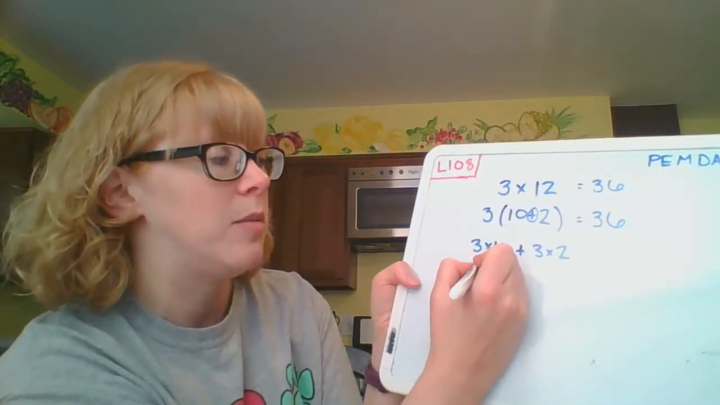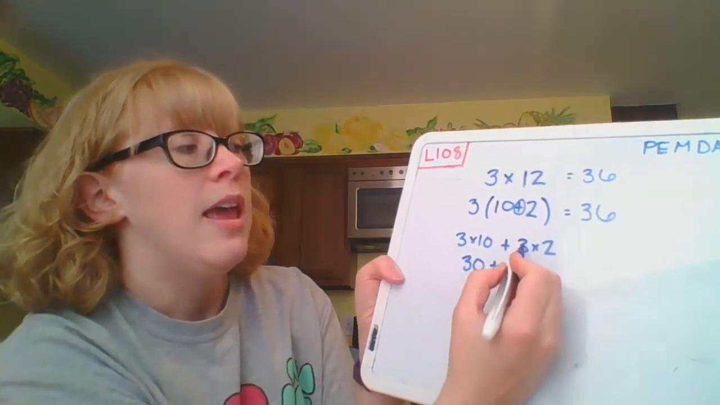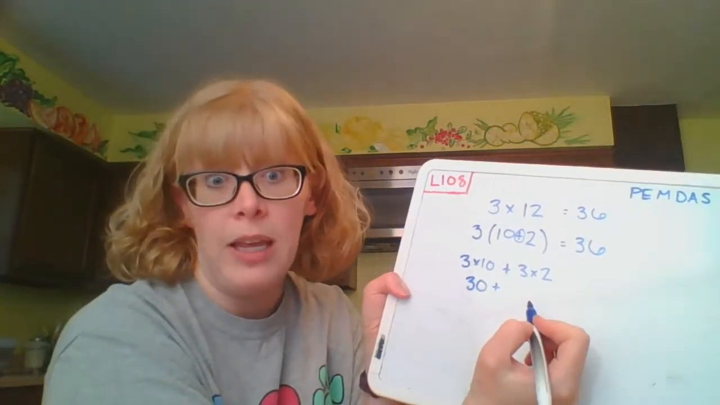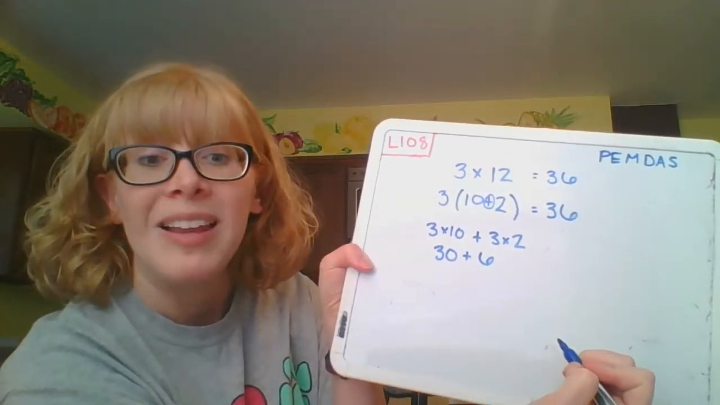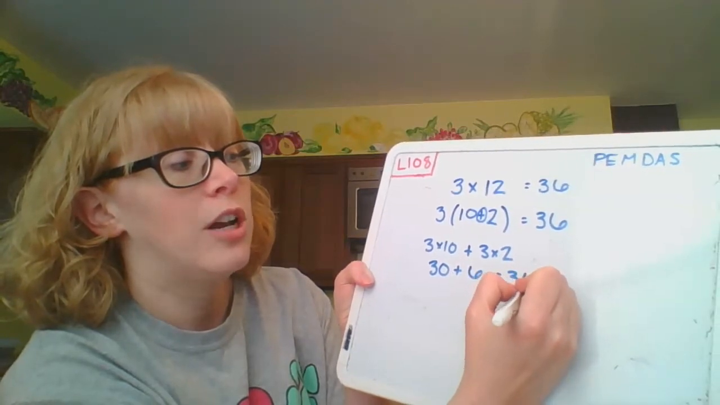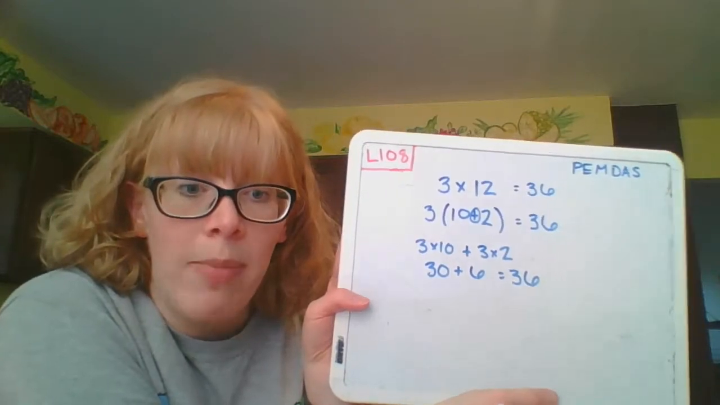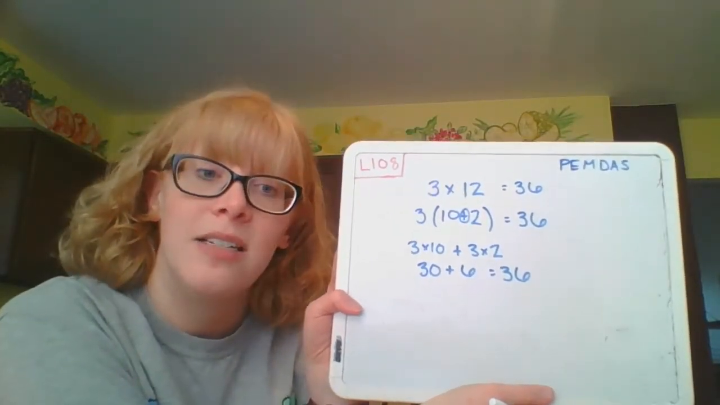So 3 times 10 is going to be 30. And 3 times 2, 2's are usually pretty easy for us because that just means I'm doubling. So I'm going to do 3 times 2 equals 6. And now I have 30 plus 6 equals 36. These are the exact same problems. They're just written a different way and done in a different order.